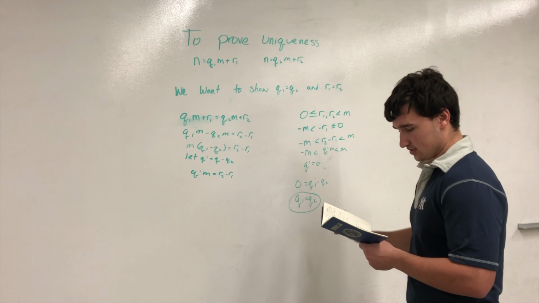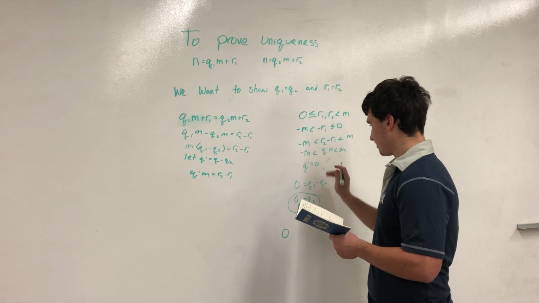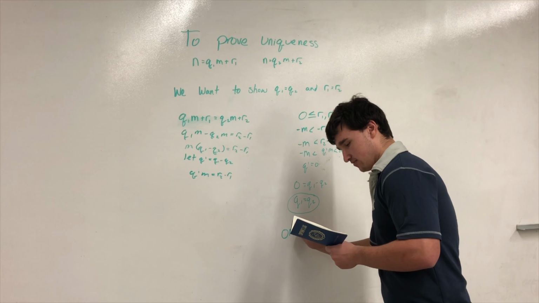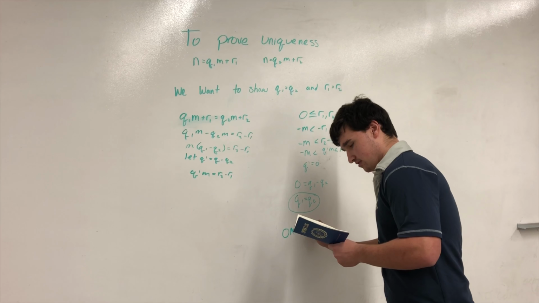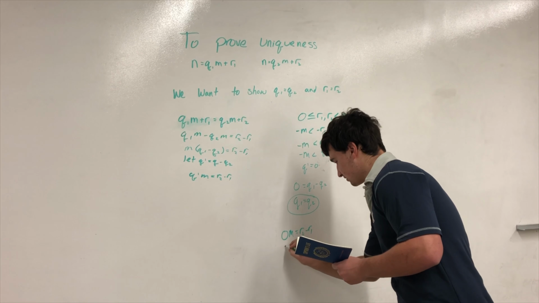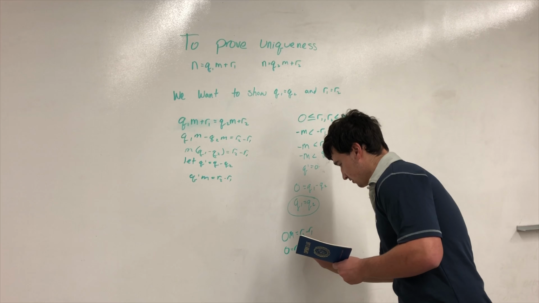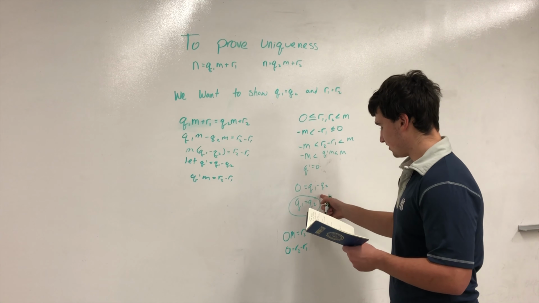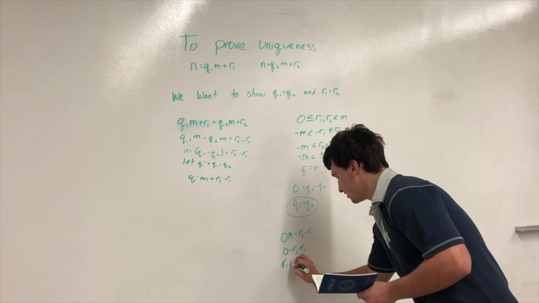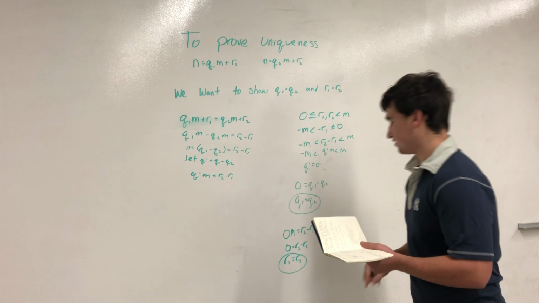And then using the same idea of plugging in the 0 into the equation, we have 0m equals r2 minus r1 from this equation. And we can get that 0 equals r2 minus r1. And then doing the same thing we had here by moving the variable over, we can see that r1 equals r2, which then shows the uniqueness of r as well.